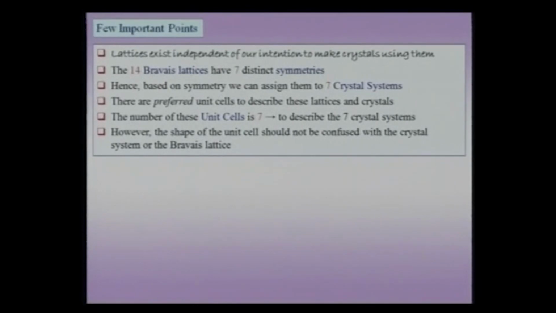So there is a logical reason why we have 7 crystal systems, and that is the symmetries of the 14 Bravais lattices. There are preferred unit cells to describe these lattices and crystals. The number of such unit cells is 7, which we use to describe these 7 crystal systems. However, we should again note that the shape of the unit cell should not be confused with the crystal system or the lattice. So this is an important point. We'll return to it in various forms to understand this very point. So what are the 14 Bravais lattices?